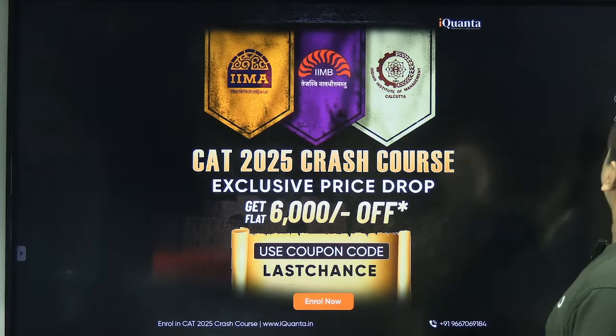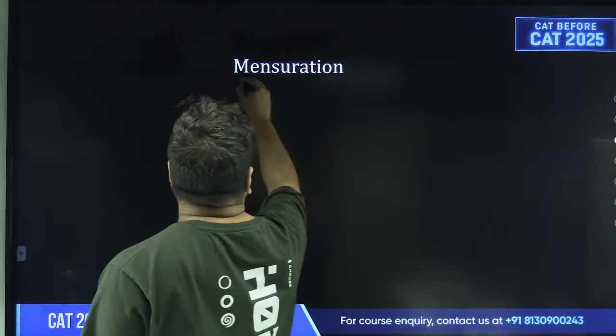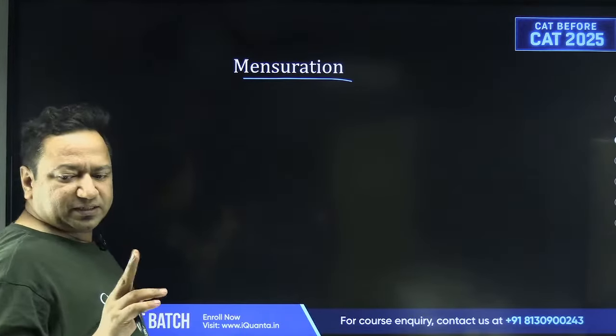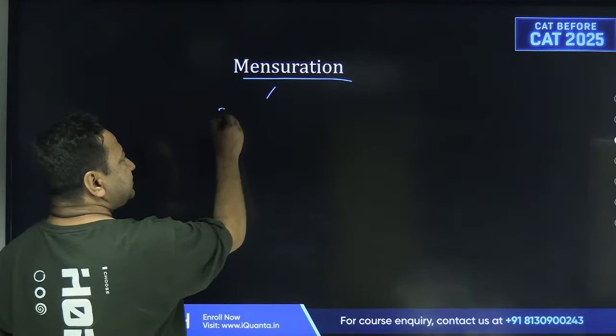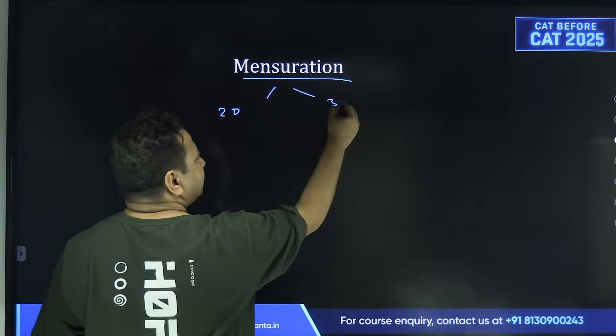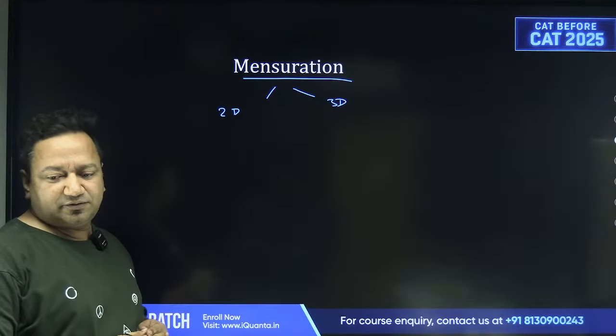Okay, cool. Now, mensuration, I can divide this into two parts, 2D and 3D. 2 dimensions and 3 dimensions. So we deal with 2-dimensional and 3-dimensional figures, right?